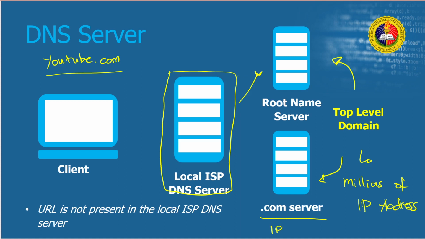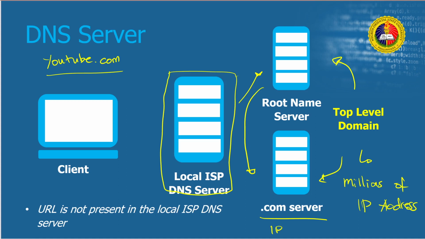It searches the list, kumbaga, sa listahan. Uy, naa na ang YouTube. Okay, proceed to the root name server, then get the IP address. Something like that. The root name server says, boss, naa ang YouTube diha. Then the .com server checks its list. Uy, naa ang number. Okay, proceed to the .com server. Get the IP address. Alright? And then, the process continues going to the web server and then from the server to the client. Okay? So, something like that.